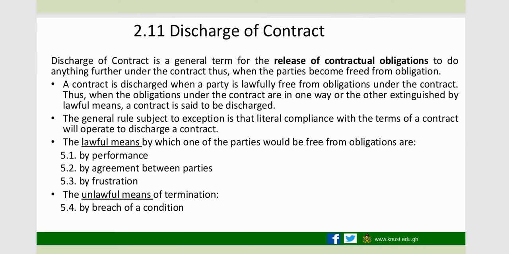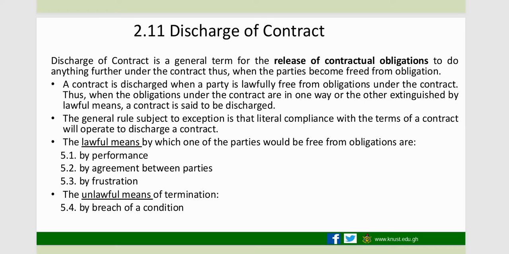So basically, when we say discharge of a contract, it means ending the contract and releasing all parties from their responsibility. So once a contract is discharged, it means no one has anything to do under the contract. Okay, so we had a contract that you are supposed to do this, I'm supposed to do that. Once we are done with it, no one is under the contract again. That is what we mean by discharge of contracts.